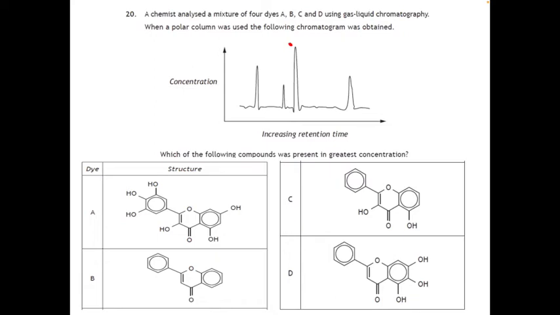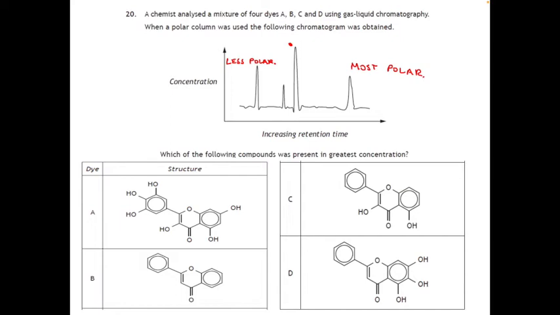But if you want to think about this, then if it's a polar column, then one that is polar would stick to it longer. So this one would be most polar because it would take the longest to come out. More polar things take longer to go through a polar column, and this is going to be less polar. So they're going to stick to the inside of the column less, so that means it's going to travel quicker. So if we look at this, we can have a think.